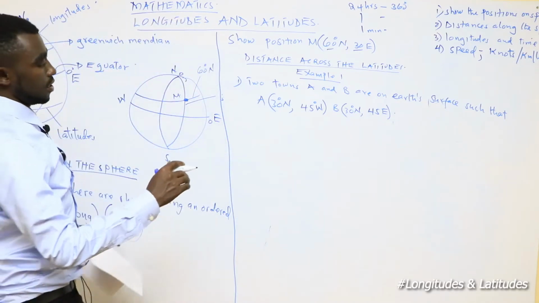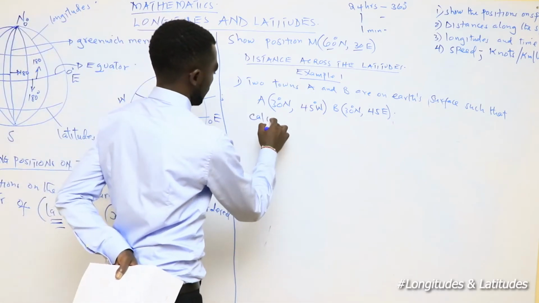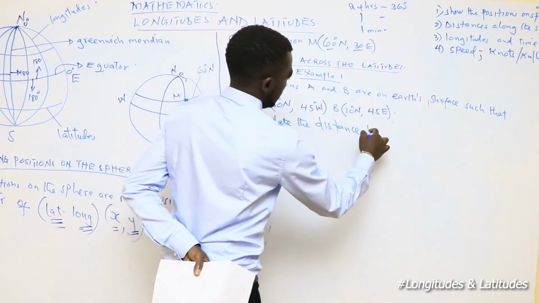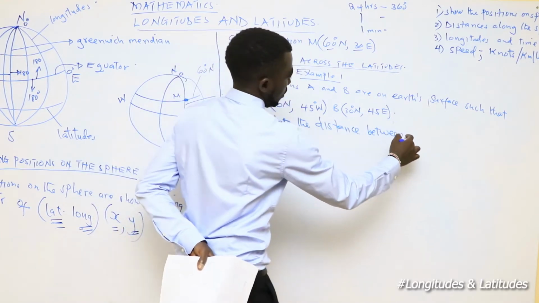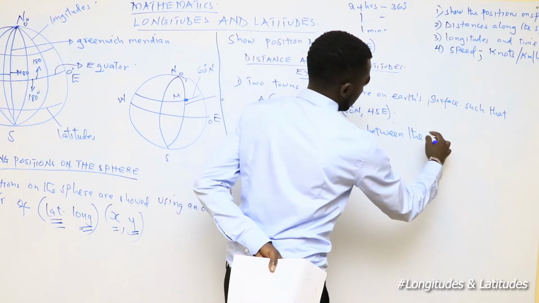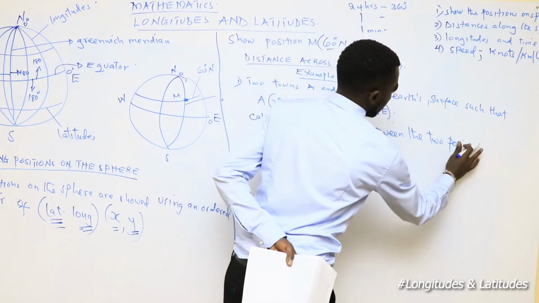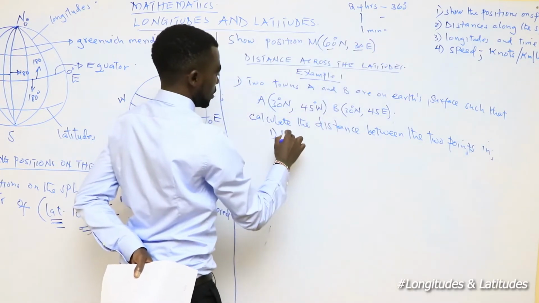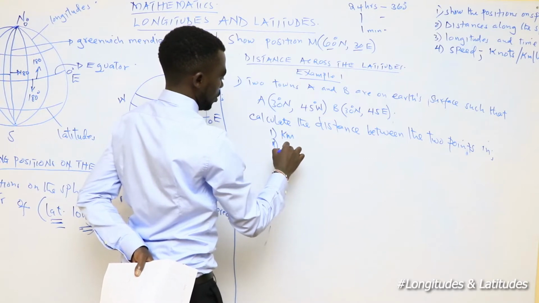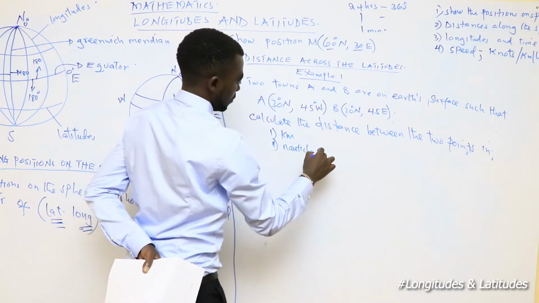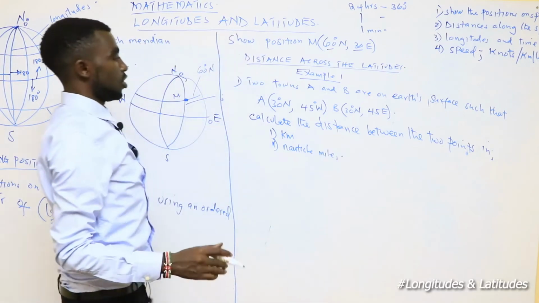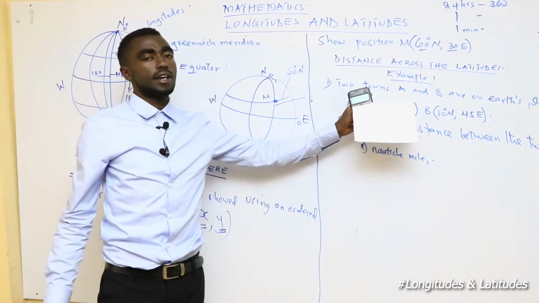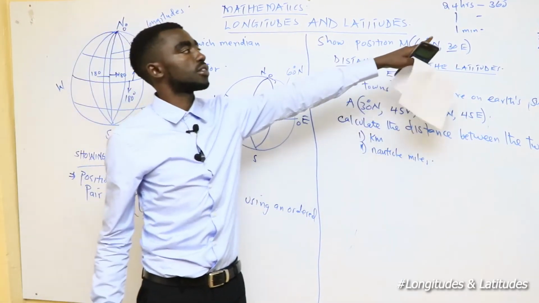So the question: calculate the distance between the two points in (i) kilometers, (ii) nautical miles. So the first thing, students, you need to do in this case is to show the positions on the sphere. That's the first step, because the first bit was showing the position on the sphere.